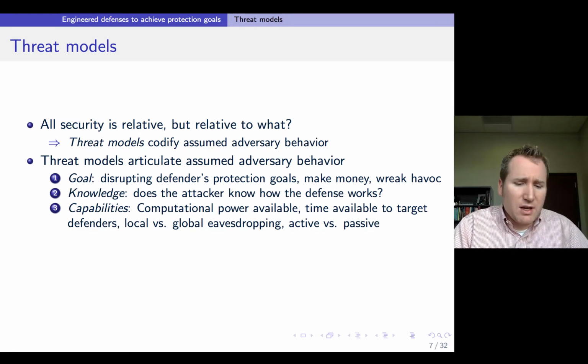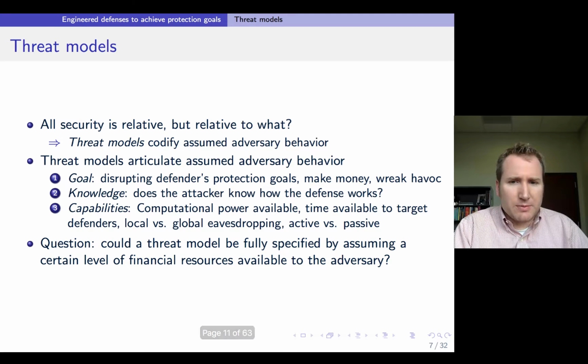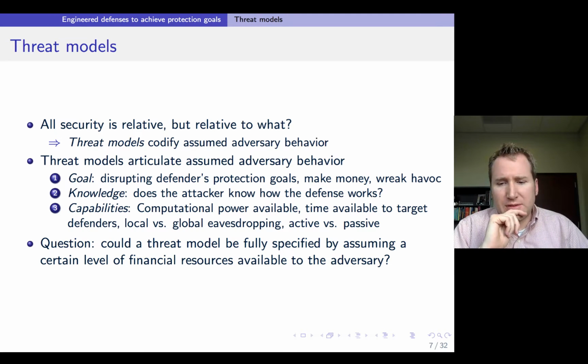And then finally, another distinction and capability is an active versus passive adversary. A passive adversary would tend to just observe communications, whereas an active one, in addition, can actually directly manipulate the communications that take place. So, that's a quick tour through what a threat model is.